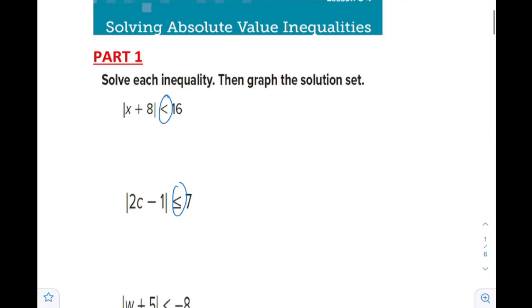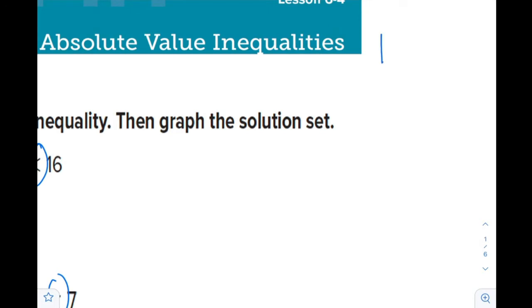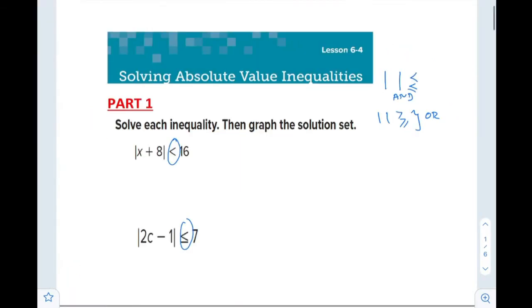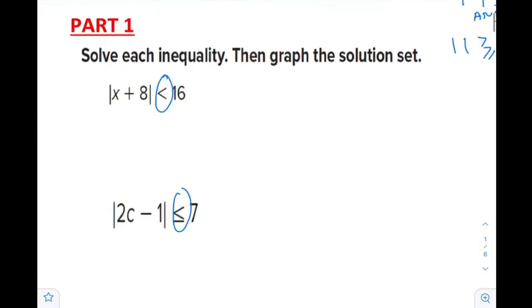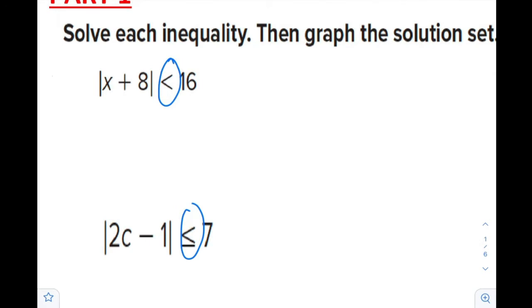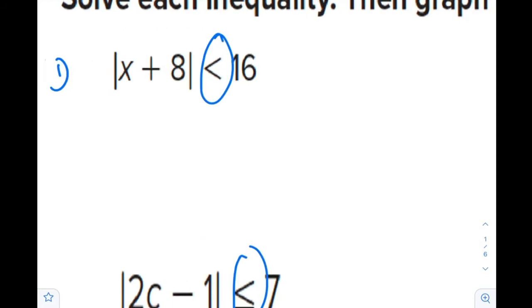But you need to know that if the absolute value includes less than or equal, that means it is an "and" compound inequality. And if the absolute value includes more than or equal, that means it is a compound "or" inequality. So this is how we will deal with absolute value inequalities. Let's start with the first question here. Absolute value of x plus 8 less than 16.